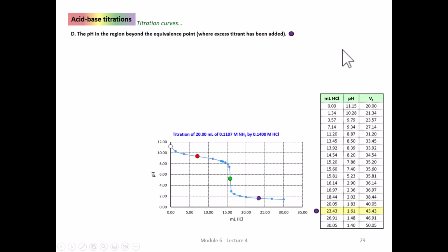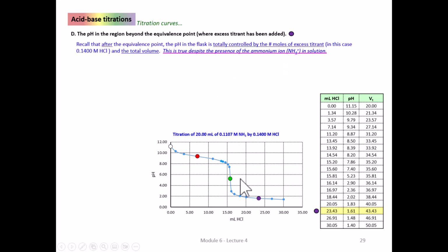Well, how about the pH when we add excess titrant? After the equivalence point, we have reacted all of the initially present weak base ammonia. We've produced ammonium ion, but as we continue to add titrant, that strong acid titrant pretty much takes over the pH and totally dominates the solution. So the pH would pretty much just be determined by the number of moles of excess HCl that we add divided by the total volume.